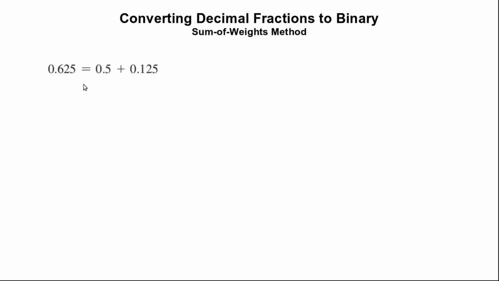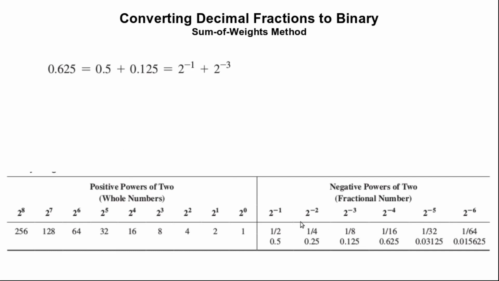And if you remember this table, 0.5 is 2 to the power minus 1, and 0.125 is 2 to the power minus 3. So we saw this table in the last class. So now 0.625 can be represented as 2 to the power minus 1 plus 2 to the power minus 3.